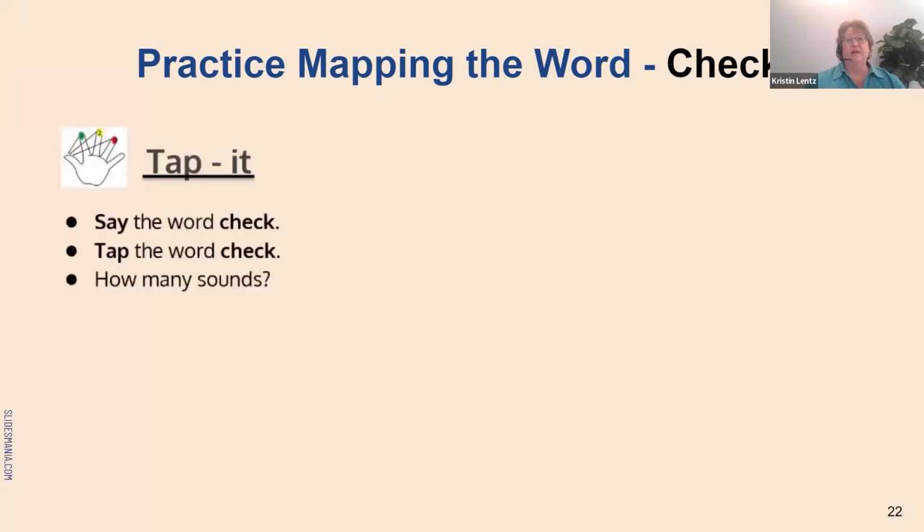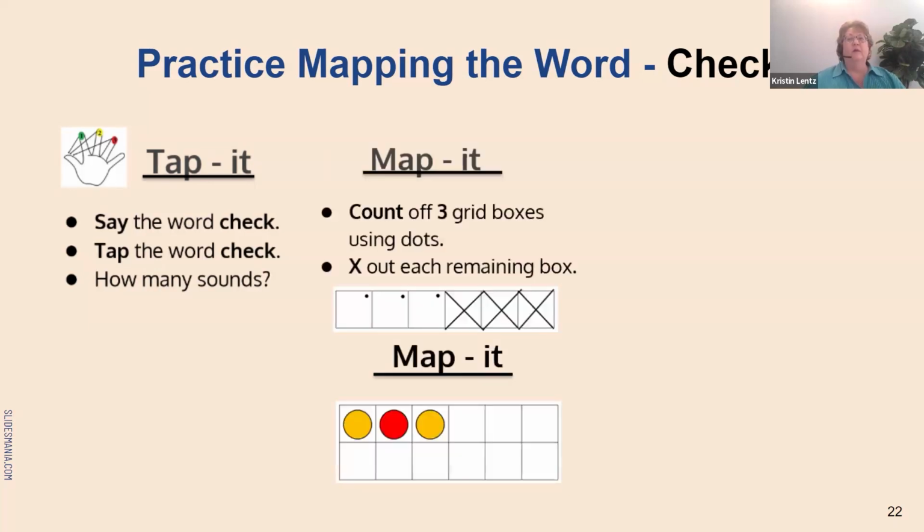So let's take a look at the word check. If I wanted to practice mapping the word check, the first thing I'm going to do is say the word. So, check. Can you tap the sounds in check? How many sounds did you end up with? 3 sounds. So we can either count off 3 boxes and put dots in them, or again, we can actually map those by moving the tokens.